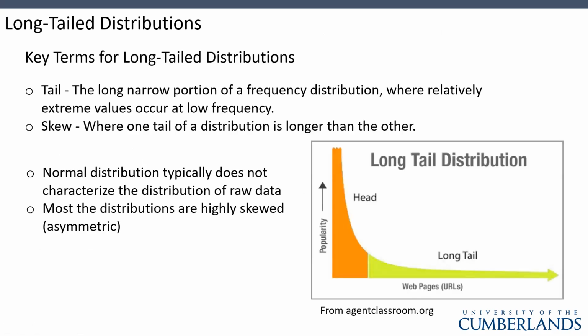The long tail distribution, these are some of the terms. The tail, which is here, the skew, along with the normal distribution, that's where it typically does not characterize the distribution of the raw data. Most of the distributions are highly skewed. So as you can see here, here's the head, this is the tail.